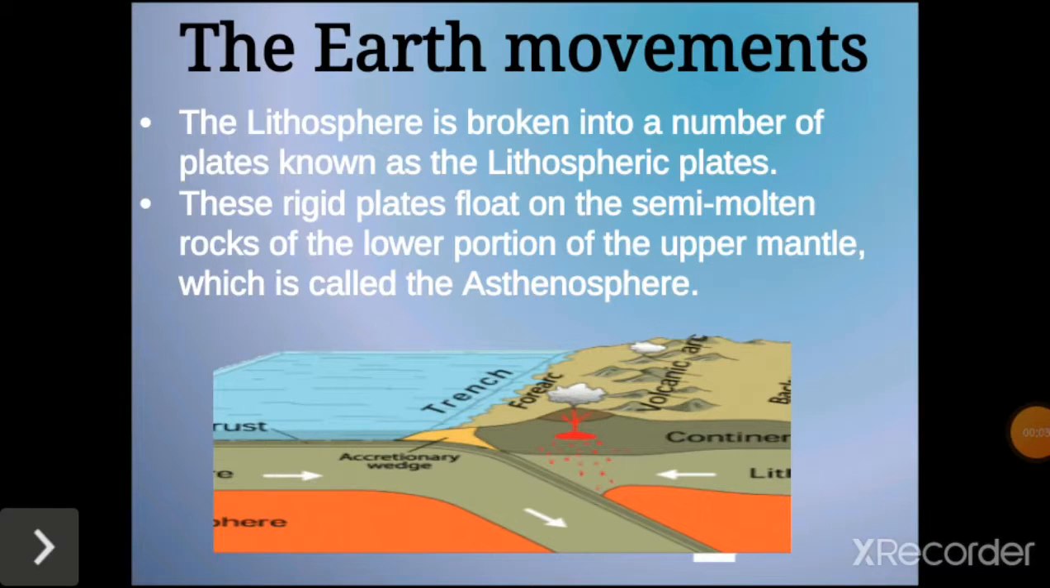The lithosphere is broken up into a number of pieces called tectonic or lithospheric plates. These rigid plates float on the semi-molten rocks of the lower portion of the upper mantle, which is called the asthenosphere. The temperature in the asthenosphere is high, around 1600 degrees centigrade. At this temperature, the rocks are in a near molten state as they can flow in a thick and viscous way.